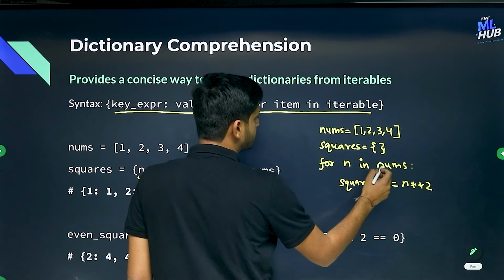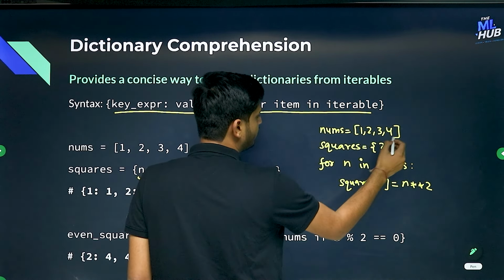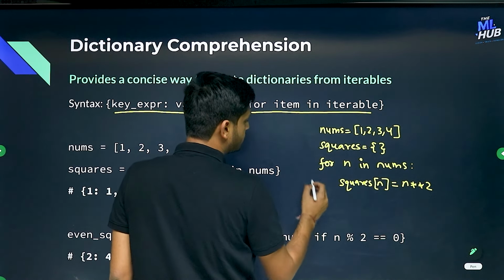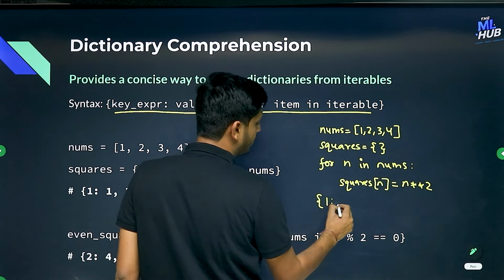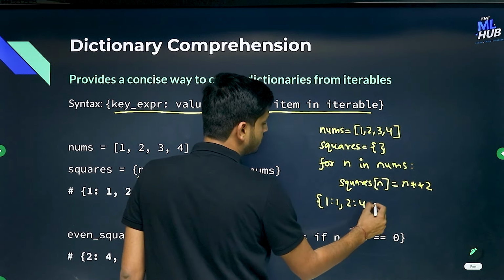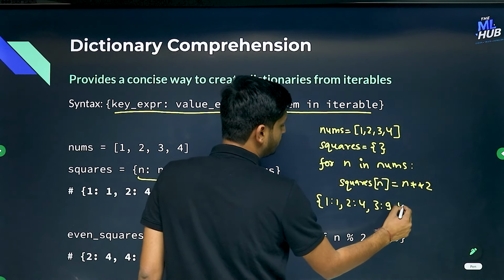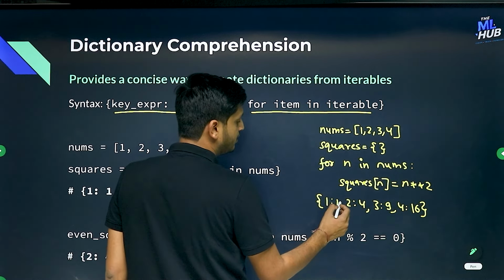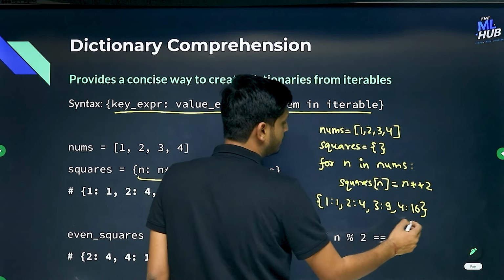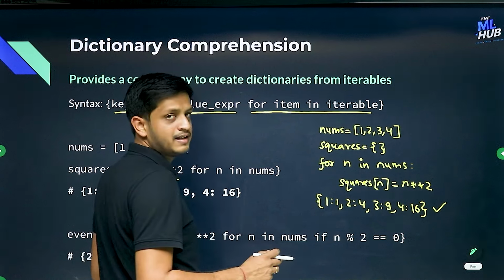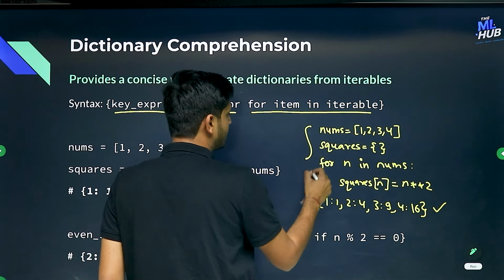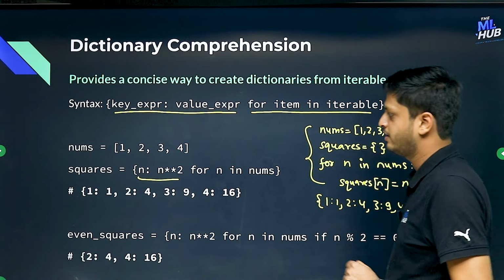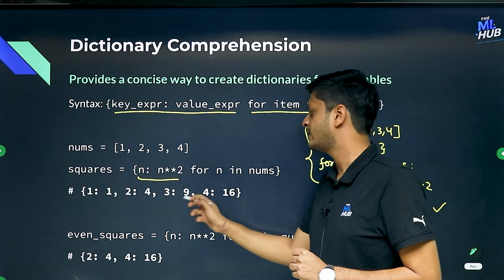So for all values in nums, which means n will take values 1, 2, 3, 4, we are adding n and the corresponding square. So at the end of the day, the squares dictionary will contain 1 colon 1, 2 colon 4, 3 colon 9 and 4 colon 16, because these are the values which n takes. So that is how you can create an entire dictionary in a single line of code. This entire piece of code can be written in this single line.